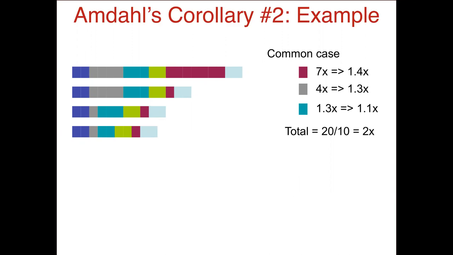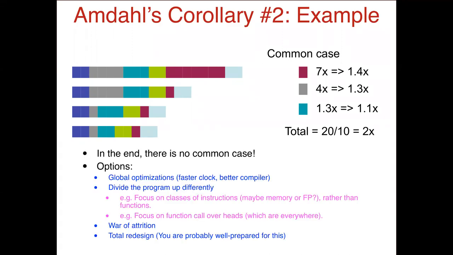And you know, it's not exactly clear what the most common case is at this point. So maybe we're fast enough. Like 2x is pretty decent. We might be fast enough, but if we're not fast enough, we have some other options. We can do some global optimizations. For example, just get a better computer.